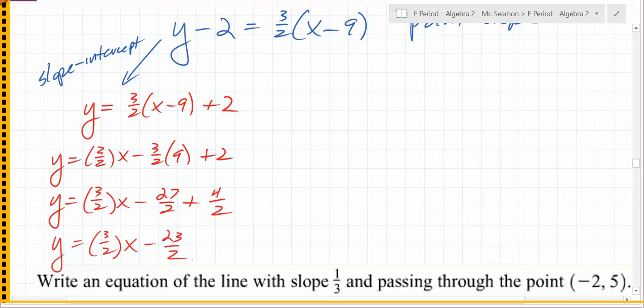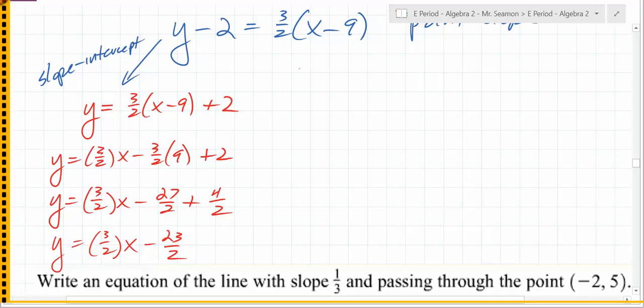This right here is in what form? Slope-intercept form. Is this the exact same line as this? Yes. If everything we've done is mathematically true, have we changed the value of the equation? No. This is the same as this. Is there another form we could put it in?